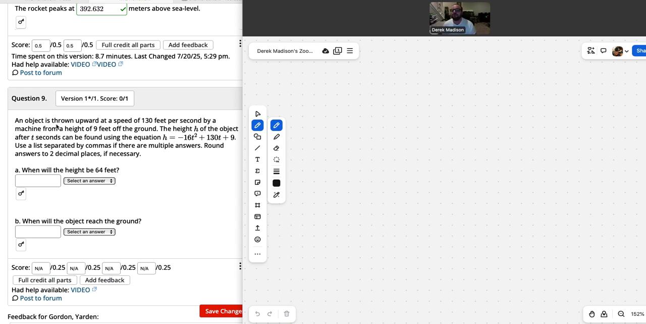Let's see. So we have an object is thrown upwards with the speed from that height, and it's modeled by that equation. Round to two decimals. When will the height be 64 feet? Okay, so the height is the output on this equation, and so we would be setting 64.